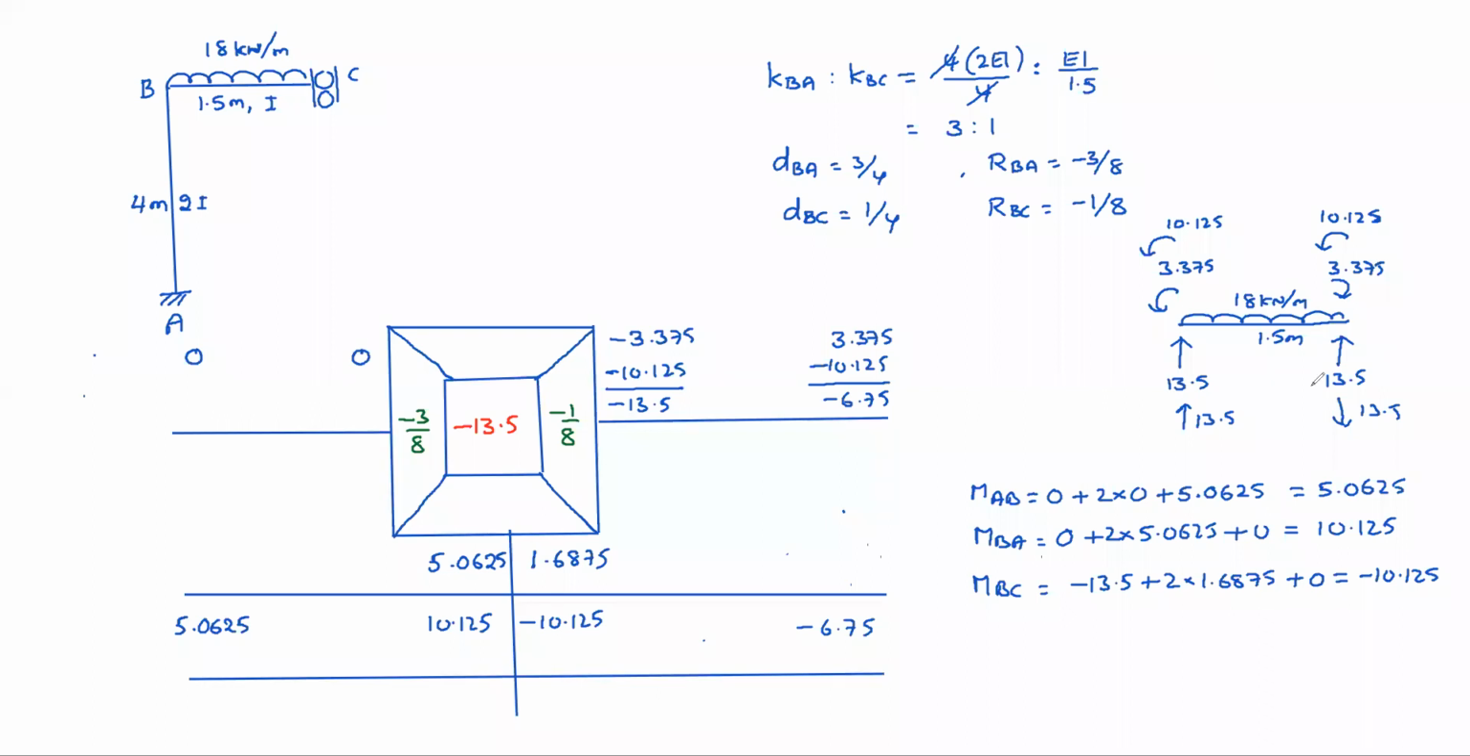So like this, first we need to release the reaction here, 13.5. For releasing that reaction, we need to apply anti-clockwise 10.125. So finally minus 13.5 minus 6.75 you will get. So the summation of moment at B is minus 13.5. Rotation factors are minus 3 by 8 and minus 1 by 8. So minus 3 by 8 into minus 13.5 is 5.0625, and minus 1 by 8 into minus 13.5 is 1.6875. Finally, we can calculate MAB, MBA, MBC. MCD we already know, minus 6.75, adjusted one. So these are the final moments.